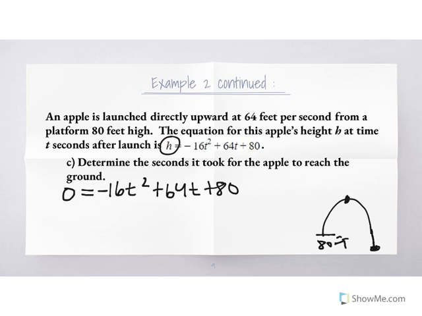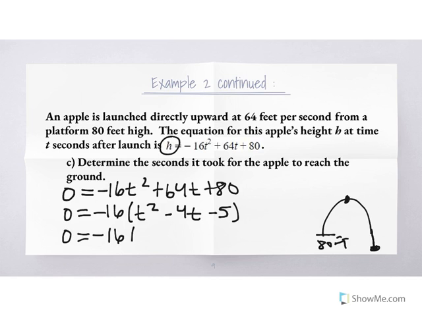And then now I'm going to take out a GCF of negative 16. I'm going to take out the negative because I don't want my t squared value to be negative. 64 divided by negative 16 is a negative 4. Bring that t value there. And then 80 divided by negative 16 is a negative 5. Now this looks a little bit easier to factor. So for my factors, you're trying to figure out what multiplies to negative 5 but adds to negative 4. So don't forget your GCF out in front there.